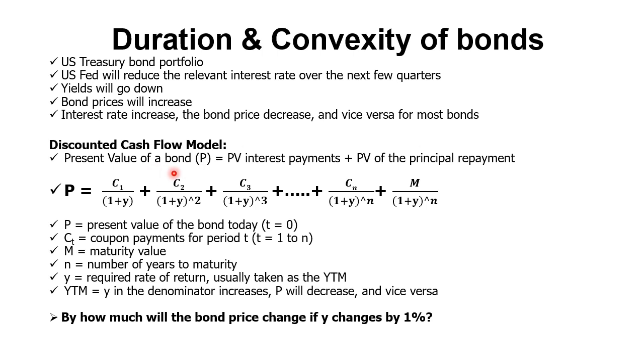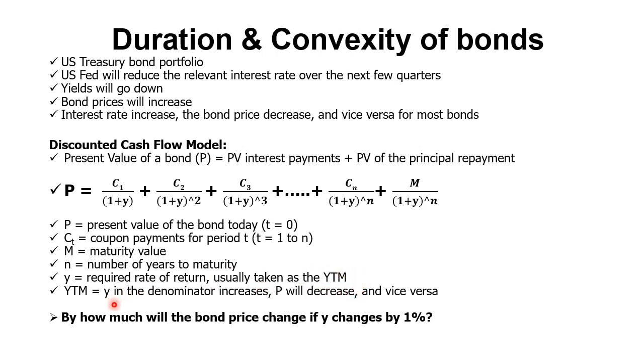The present value of a bond, or its intrinsic value P, is equal to the present value of the interest payments plus the present value of the principal repayment. That is, P is equal to C1 divided by 1 plus Y, plus C2 divided by 1 plus Y raised to the power 2, and so on till Cn divided by 1 plus Y raised to the power n, plus M divided by 1 plus Y raised to the power n, where P is the present value of the bond today and Ct is the coupon payment for the period t, where t moves from 1 to n, and M is the maturity value of the bond, n is the number of years to maturity, and Y is the required rate of return, usually taken as the yield to maturity.